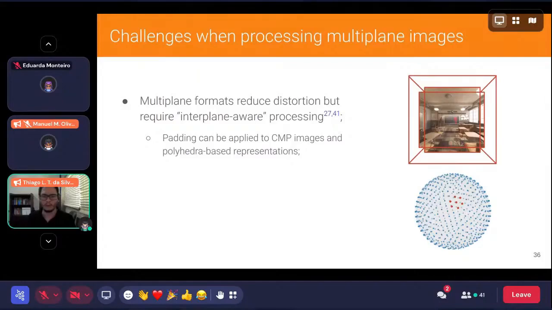Okay, the same concept that I'm showing you here in the cube map case can be applied to the other multiplanar representations like the icosphere, as I mentioned before, noting that the triangles from that other representation will have, of course, other boundary conditions to be treated, but the idea of padding can be adopted as well.